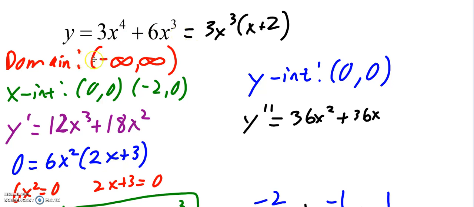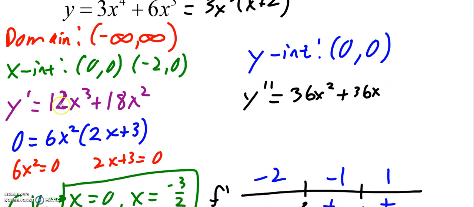Okay, again, this is a polynomial, so the domain is all real numbers. It's very easy to factor. I can take out 3x cubed, so I get my x-intercepts of (0, 0) and (-2, 0). That also gives me my y-intercept of (0, 0). My first derivative, just use our power rule, 12x cubed plus 18x squared. My second derivative, use the power rule again, 36x squared plus 36x.